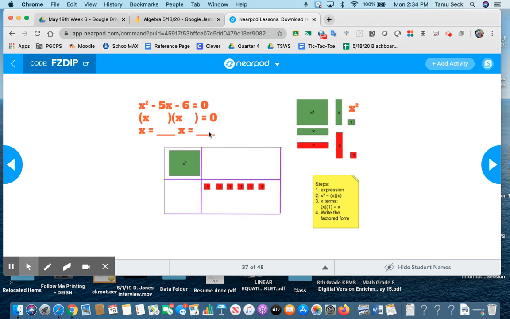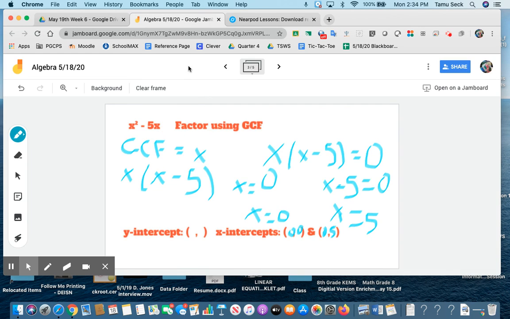Okay, so here we have a problem. x squared minus 5x minus 6.